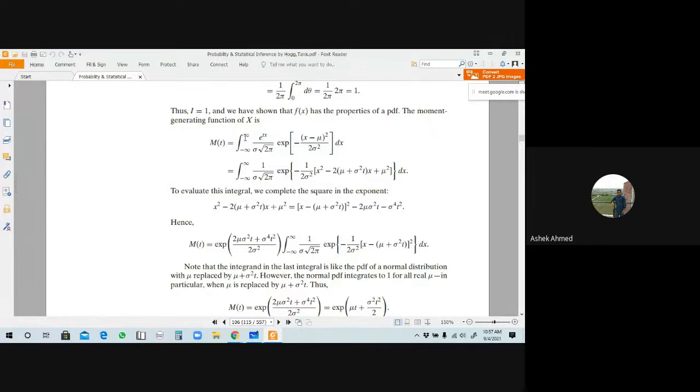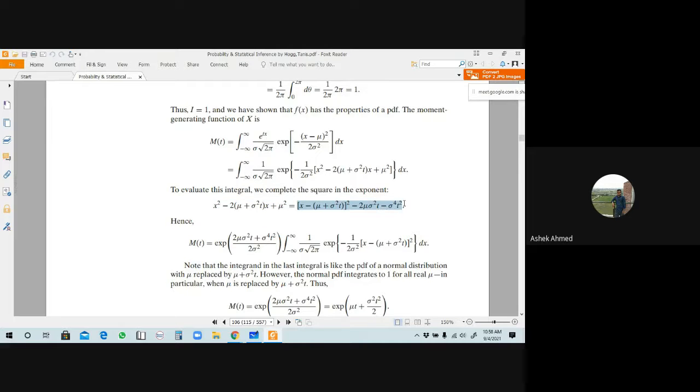Since the power of this exponential is t and x, and the power of the other exponential also has x, after applying the a minus b whole square formula, and taking x common, both exponentials will take this form. From here, if you calculate this term, you can write it in this form. After substituting these values into this equation, you will get this line in this form.